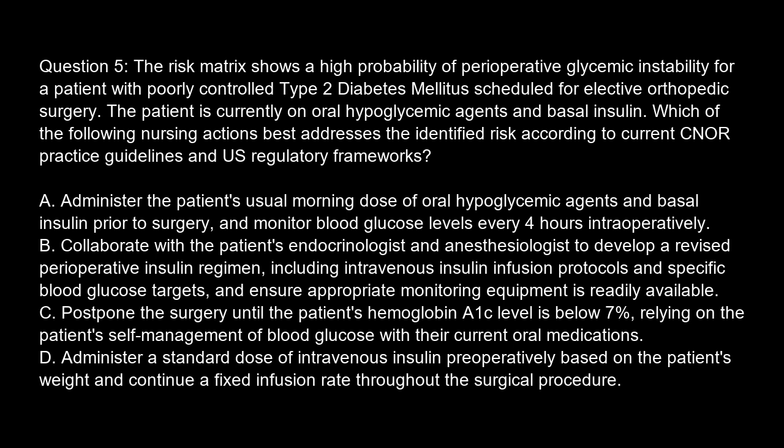Option C. Postpone the surgery until the patient's hemoglobin A1C level is below 7%, relying on the patient's self-management of blood glucose with their current oral medications. Option D. Administer a standard dose of intravenous insulin preoperatively based on the patient's weight, and continue a fixed infusion rate throughout the surgical procedure.